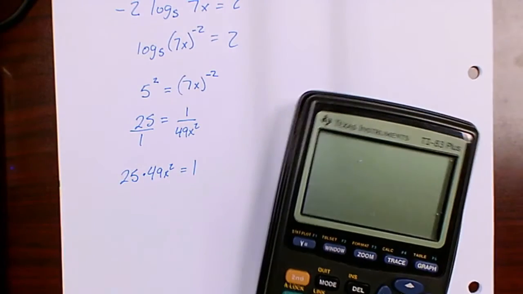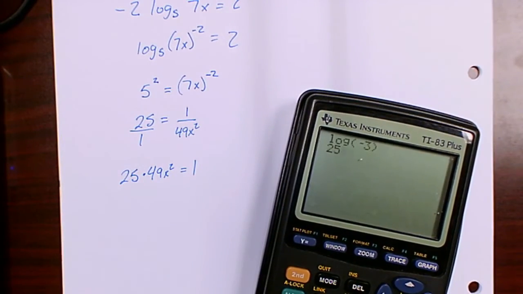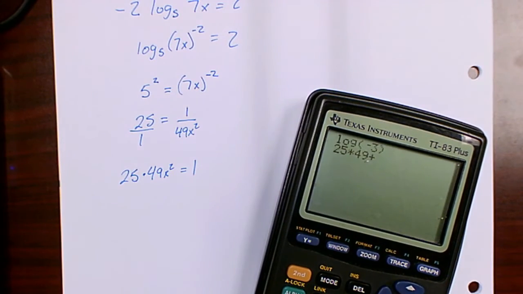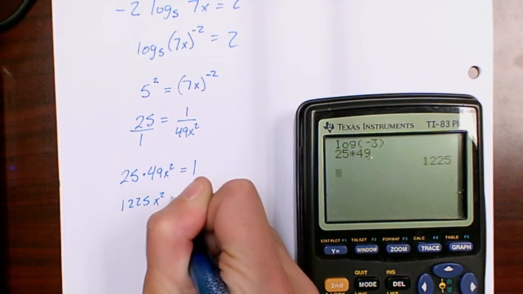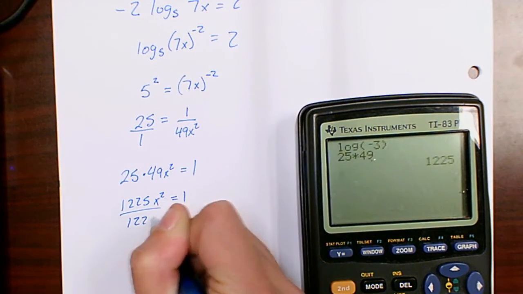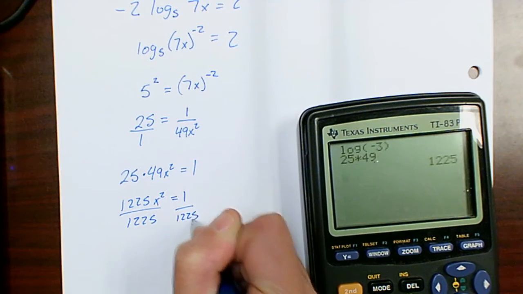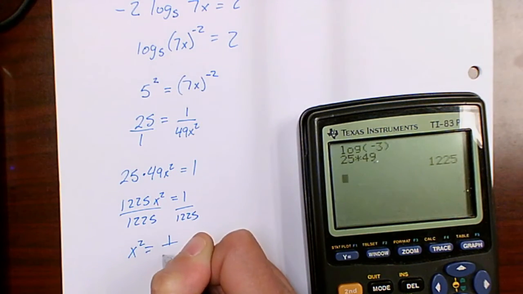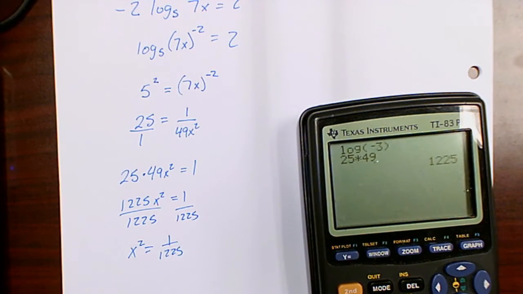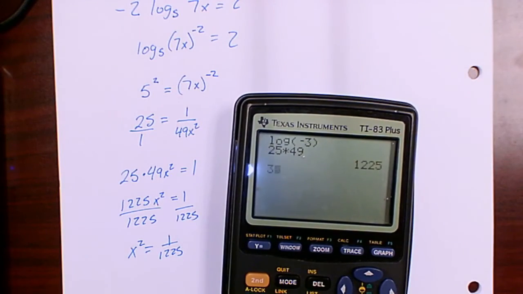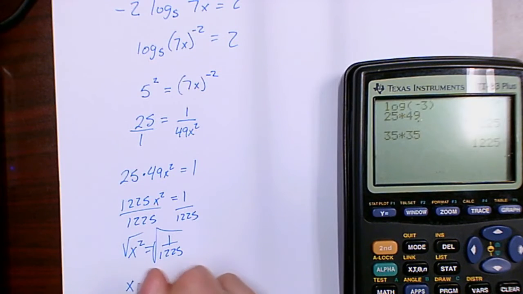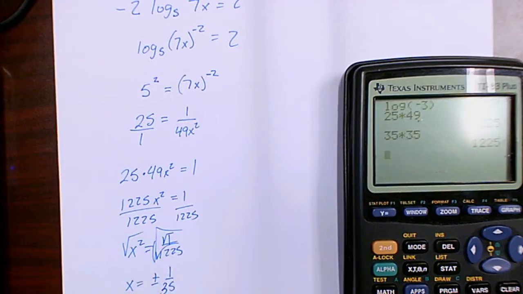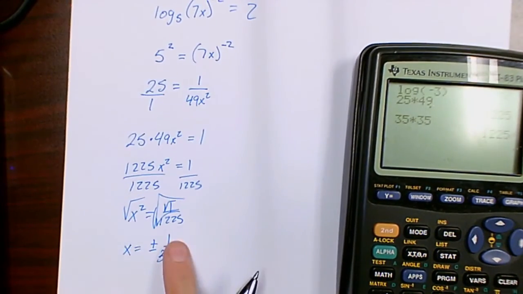That is a large number. 25 times 49, oops, 1225x squared equals 1. Divide by this, x squared equals 1 over 1225. And I think, yeah, I think 35 times 35 is that. Yes. So if we square root both sides, we get x equals plus or minus 1 over 35, because if you square root both of those values, you get 1 over 35.